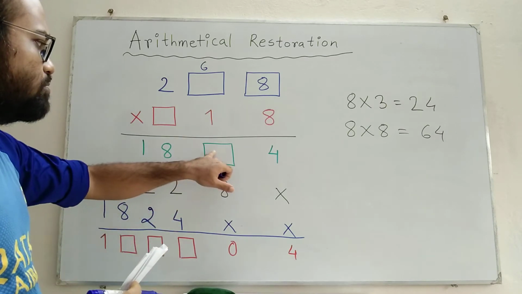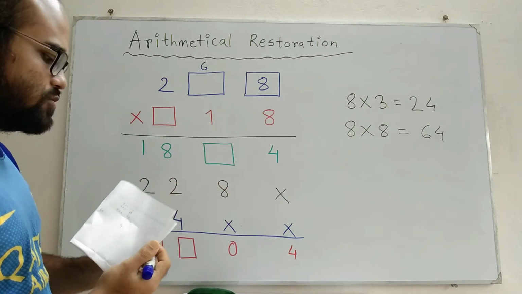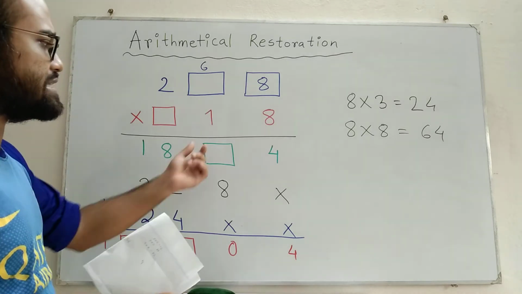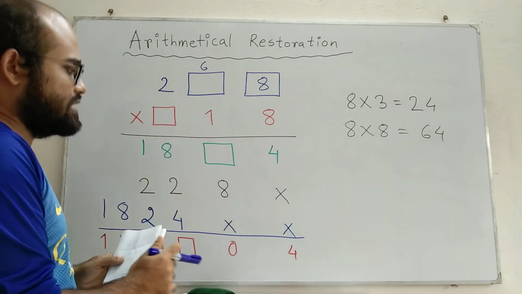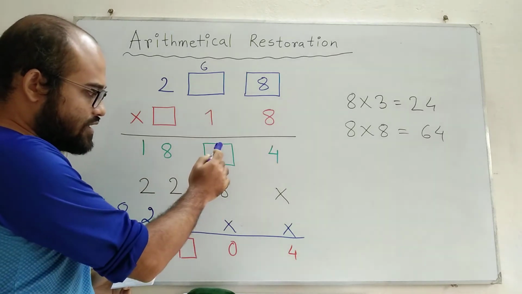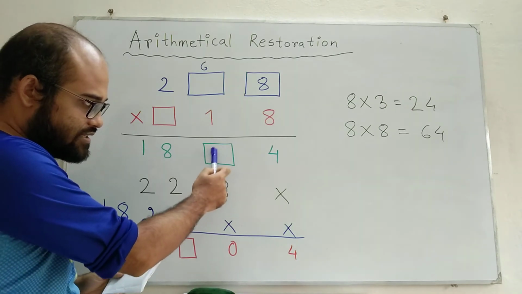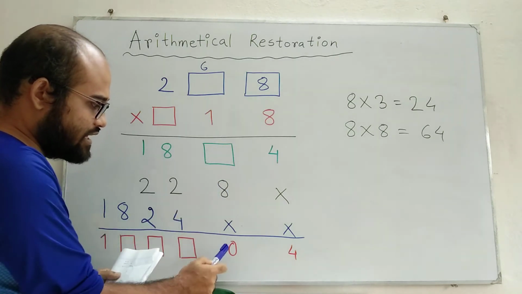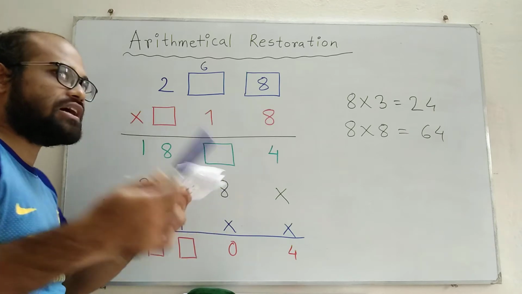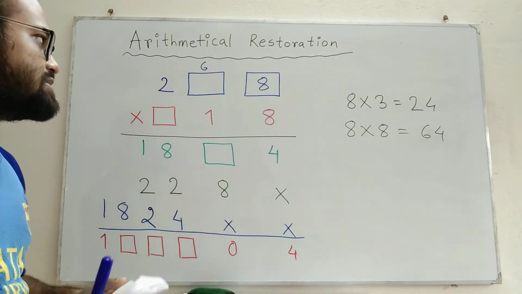Now what should I put in this blank space? Well, I should put such a digit in this blank space such that after adding the digit in the blank space with 8, I get a number having a 0 in the units place.